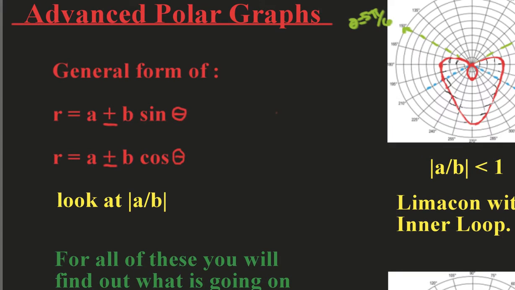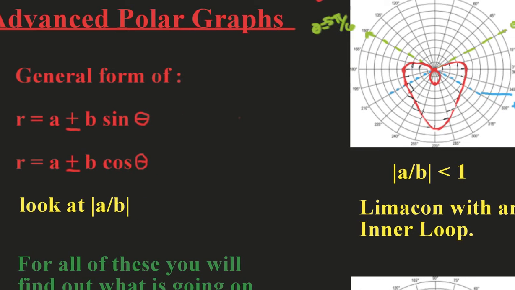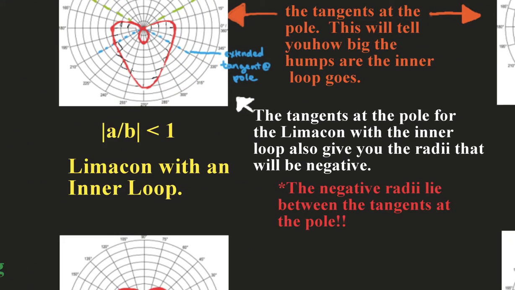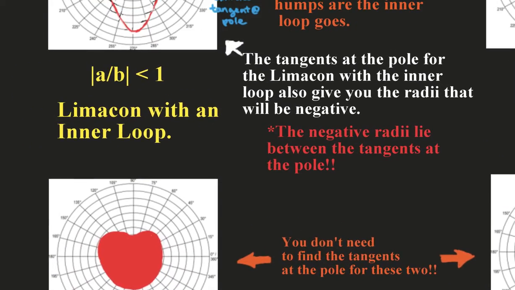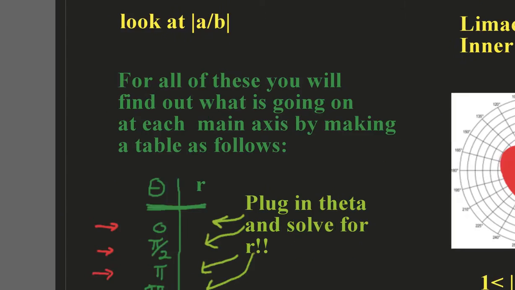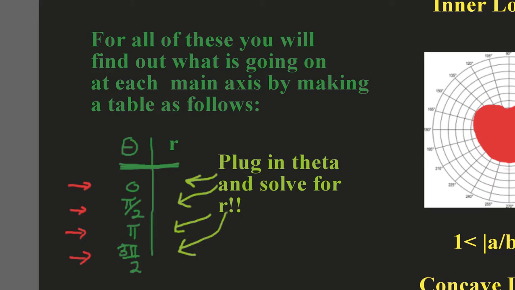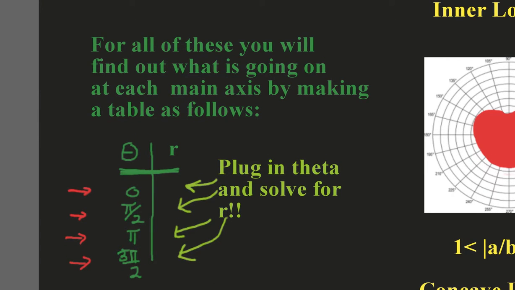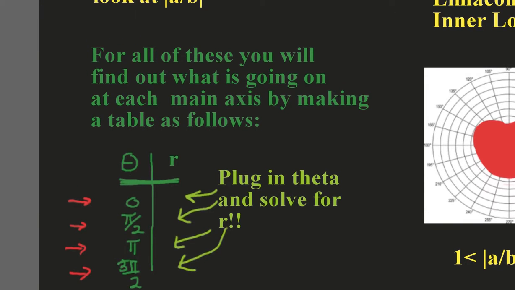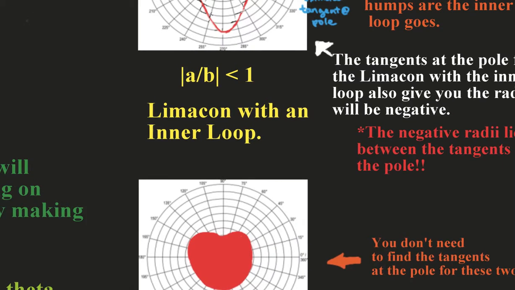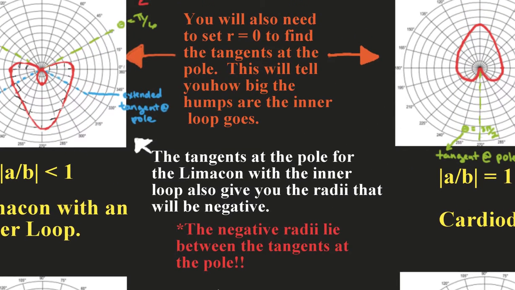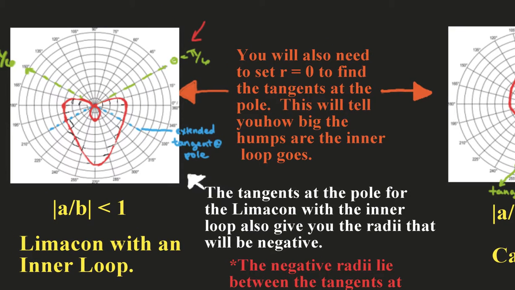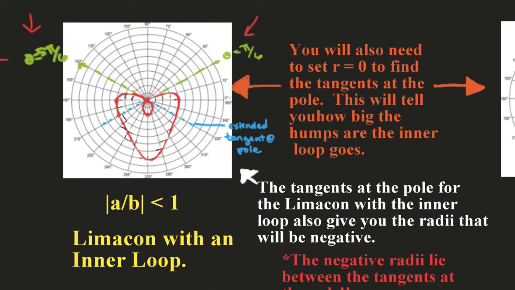All right, so whenever you see r equals a plus or minus b cosine or sine, you should look at the absolute value of a over b and determine whether you have a limaçon with the inner loop, cardioid, convex, or dimpled limaçon. Once you've figured that out, then do your table with these 4 major players. Don't need to do 2 pi, it's the same thing as 0. Once you plug in theta and find what r is, plot the points. For the top two, if a over b is less than 1 or equal to 1, you're going to have to set it equal to 0 to find the tangents at the pole. All right? So once you do all that, you should be able to connect the dots and draw your shape.